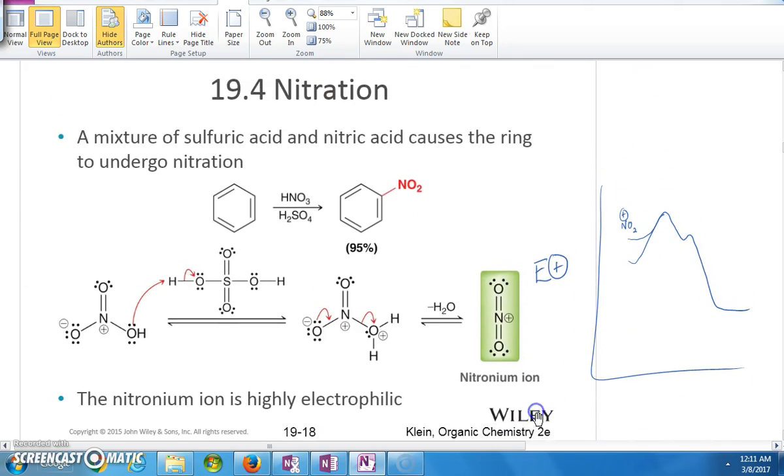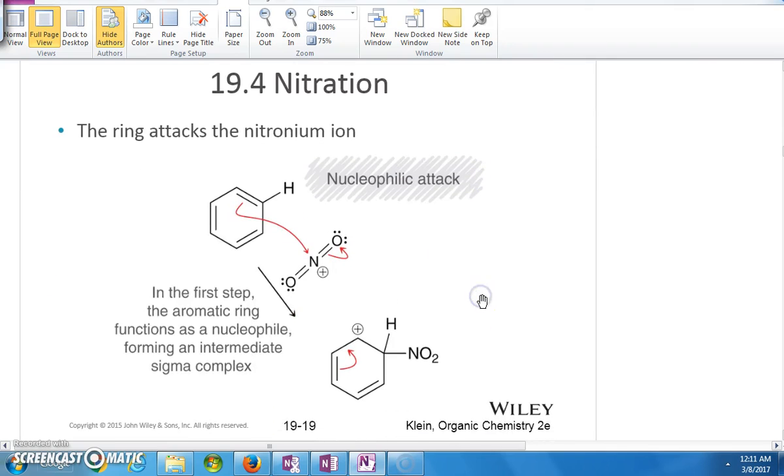The other reaction is nitration. The mixture of sulfuric acid and nitric acid causes the ring to undergo nitration. This is something we looked at already in lab. So you have the generation of the electrophile, and this is a mechanism that you need to know. The nitronium ion is highly electrophilic. The ring attacks the nitronium ion.